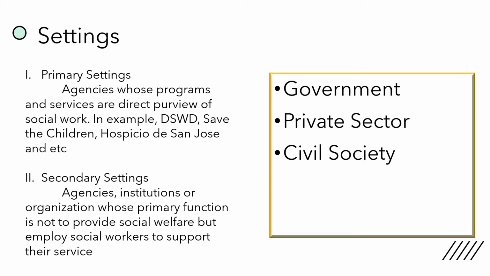Third, civil society. Social workers in civil society tend to work for the advocacy of human rights and social justice. Their work ensures the delivery to concerned sectors of universal basic needs that may range from physical needs, intellectual development, emotional development, and social growth, as well as spiritual growth.